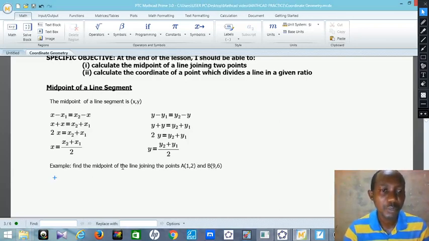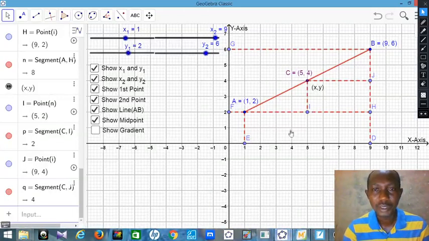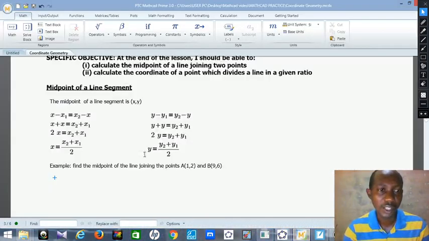If you say find the midpoint of the line joining the points A and B, we are expected to get 5, 4. The same answer we got here, 5, 4. This is what we're supposed to get as our answer. So that means when you solve for x, you will get 5. When you solve for y, you will get 4. So all you just need to do is to use this formula and you are okay.